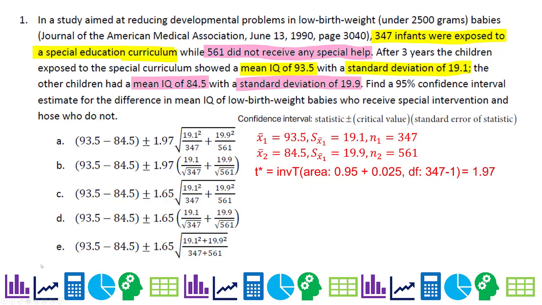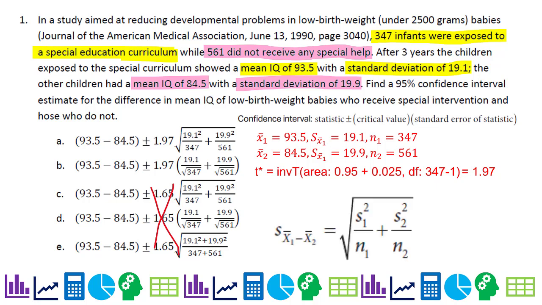So now we know that our critical value is 1.97, which eliminates 3 of the options down below. So we're just deciding between the top 2. Then I pull the equation for standard deviation. We basically take our standard deviations for the samples. So I have 19.1, I'll square that and put that on top. 19.9 goes here. 347 goes down here, and 561 goes down there. So it is choice A.